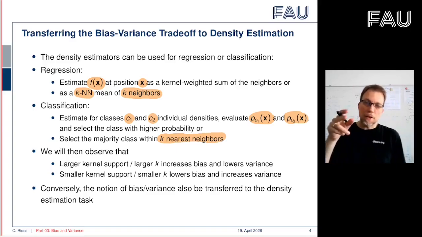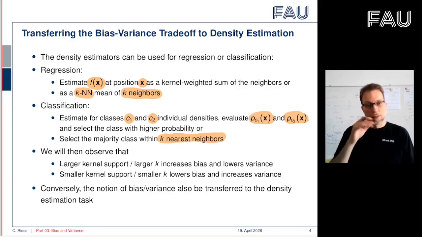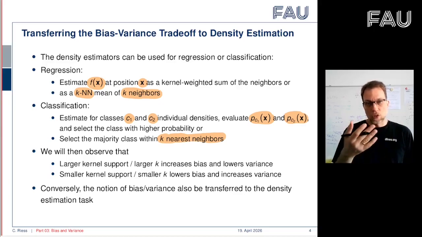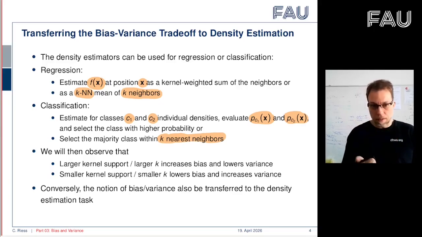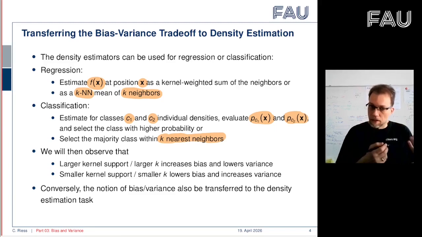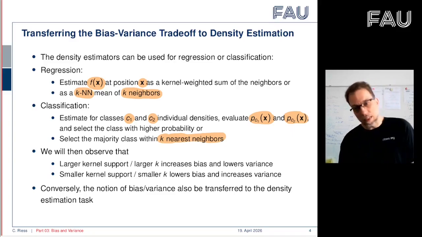So the bias-variance framework, if we know this for regression or classification, then that way we can apply it also to our kernel-based or k-nearest neighbor classifiers, and we can observe that larger kernel support or a larger k for k-nearest neighbor increases the bias and lowers the variance. And conversely, smaller kernel support, smaller k, lowers the bias and increases the variance.